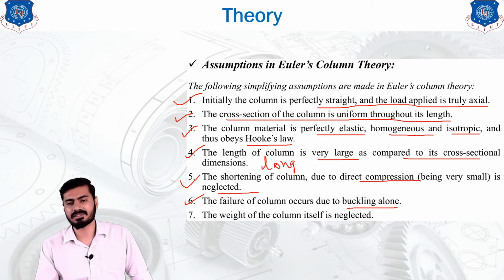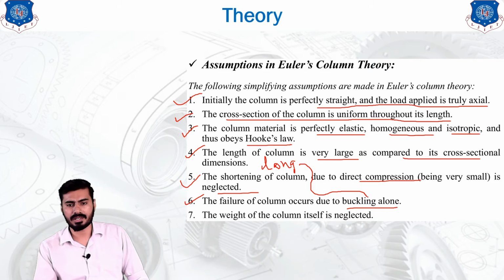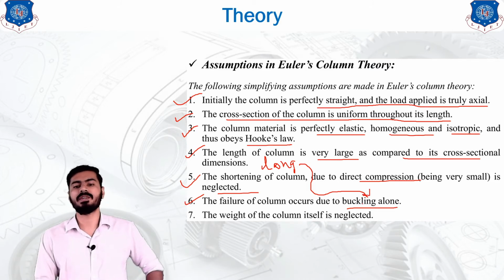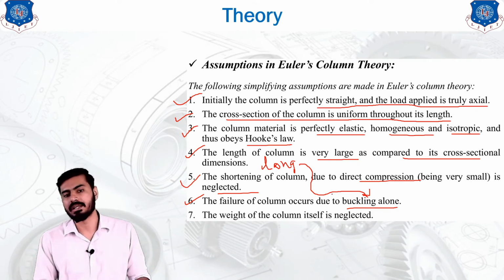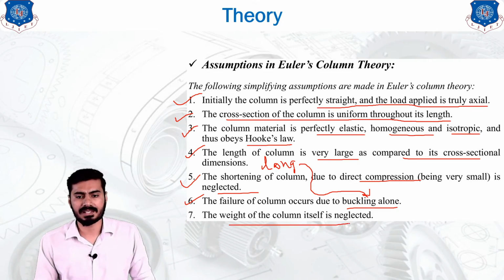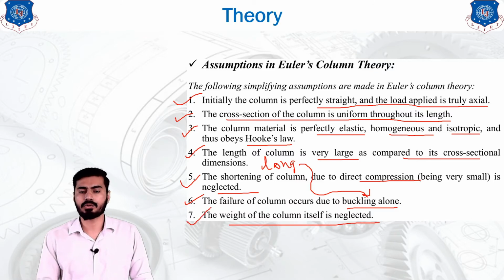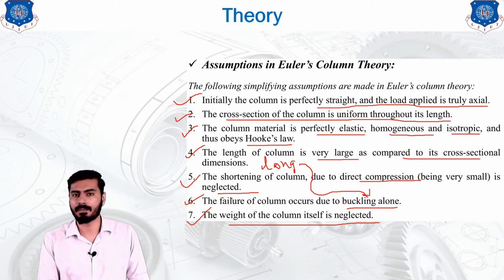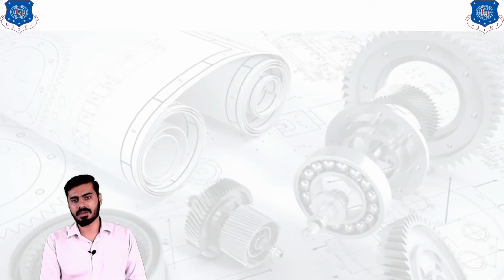So it is very natural because we are considering the long column only, and the long column fails majorly due to the buckling load, and that's why we will consider the buckling failure of the column only. The weight of the column is itself neglected, and we don't have to calculate the weight for the bending or the buckling. So these were the assumptions which you need to understand before starting the theory.